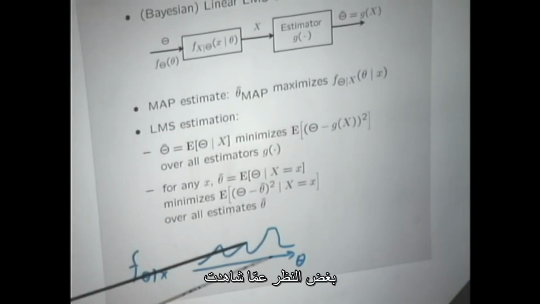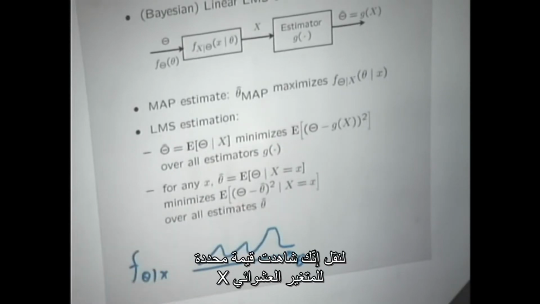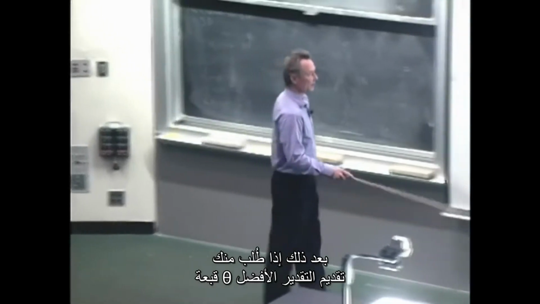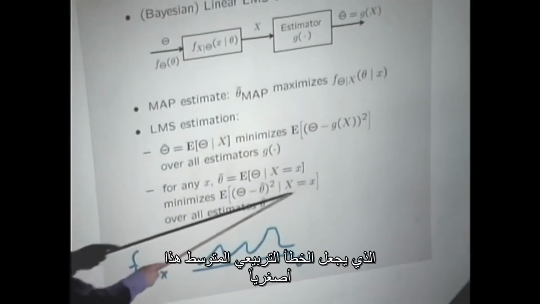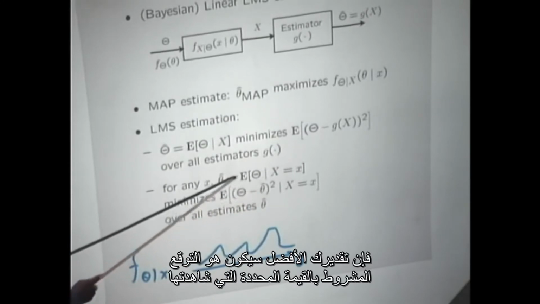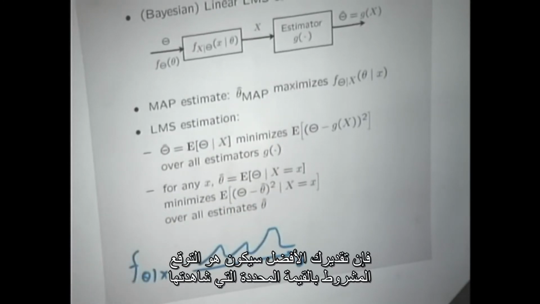No matter what you observe, let's say you observe the specific value for the random variable x, after that point, if you're asked to produce a best estimate theta hat that minimizes this mean squared error, your best estimate would be the conditional expectation given the specific value that you have observed.